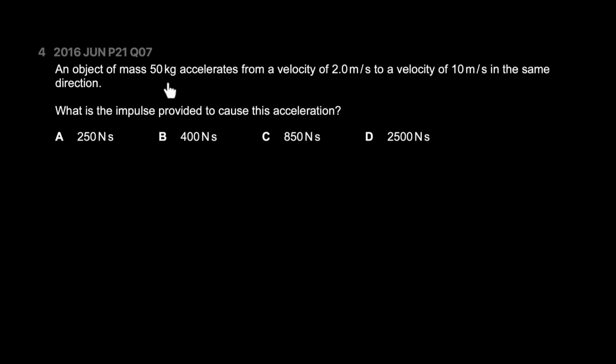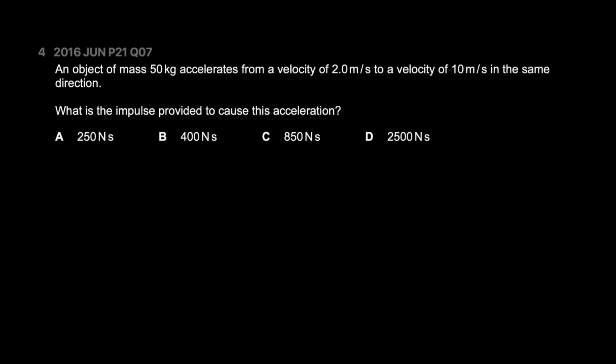An object of mass 50 kilograms accelerates from a velocity of 2 meters per second to a velocity of 10 meters per second in the same direction. What is the impulse provided to cause this acceleration? The question seems a little tricky once you realize it.